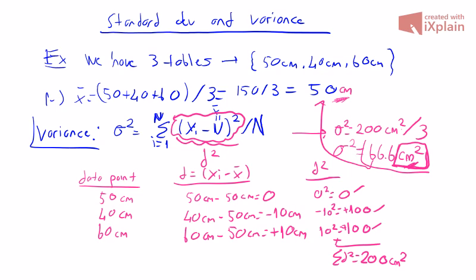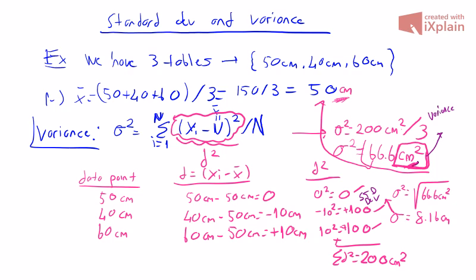But we would like to keep this in the same unit. So we take the square root of the variance, 66.6 centimeters square, right? And sigma will be equal to what? 8.16 centimeters. So the one that we find here, let me use a different color. This is the standard deviation. And the one that we find here is the variance.